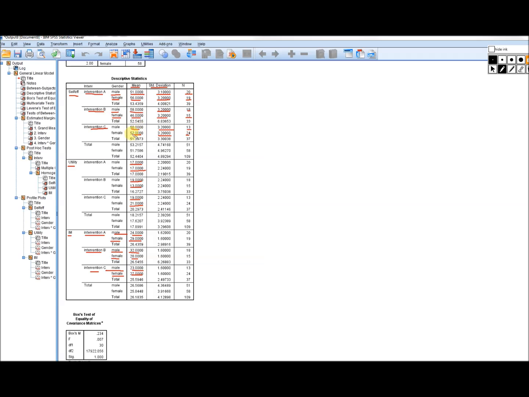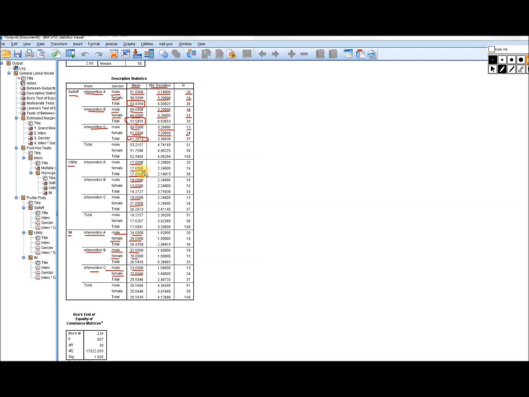So when we want to look at the effect of just intervention, or differences between intervention groups across levels of gender for self-efficacy, what we'll want to do is look at this mean right here. This is the mean self-efficacy score for those individuals in intervention A. This is the mean self-efficacy score for those individuals in intervention B. And this is the mean self-efficacy score for individuals in intervention C.